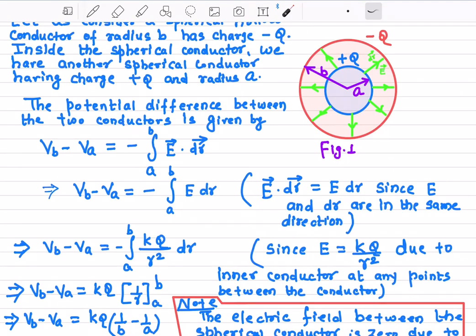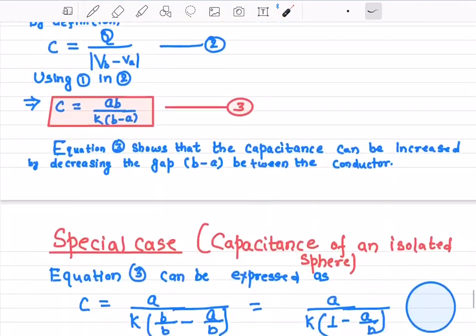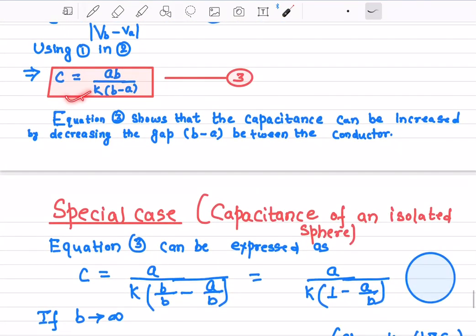If the two conductors are very close, then there will be more capacitance. If the distance between the two conductors is small, then the capacitance will be bigger. That's what this equation tells you.